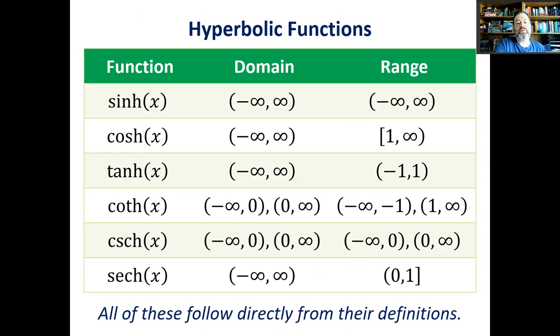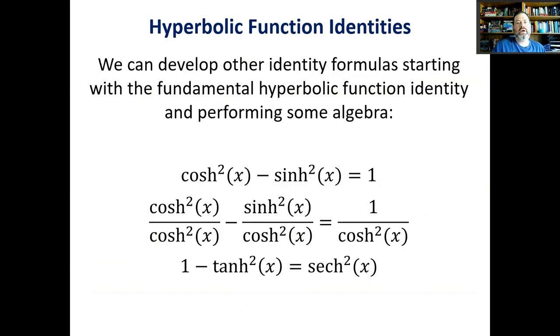In fact, you have some homework problems, and we're going to see some here in a second, where you explore the limits of these things so you can see the domain and ranges. And we can develop other identity formulas, starting with the fundamental hyperbolic function identity. So this is sort of the analog of the Pythagorean identity that you get for circles, but it's just called the fundamental hyperbolic function identity. And just do some algebra, and you see that here, if we divide through by cosh squared, this becomes 1, this becomes tanh, right? And this becomes sech.